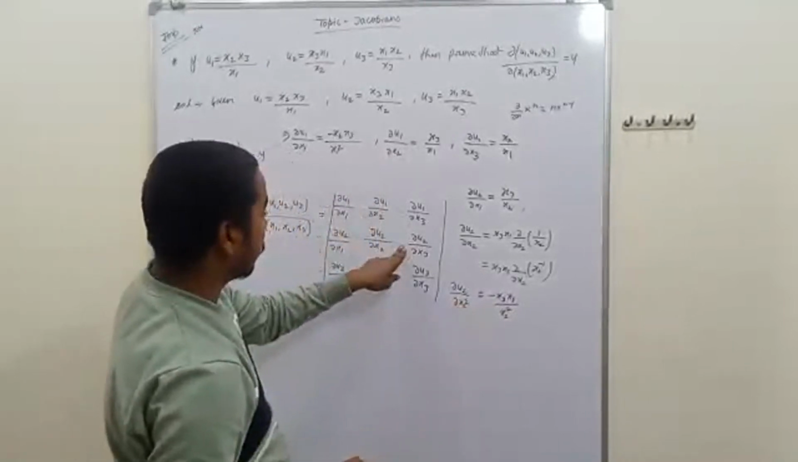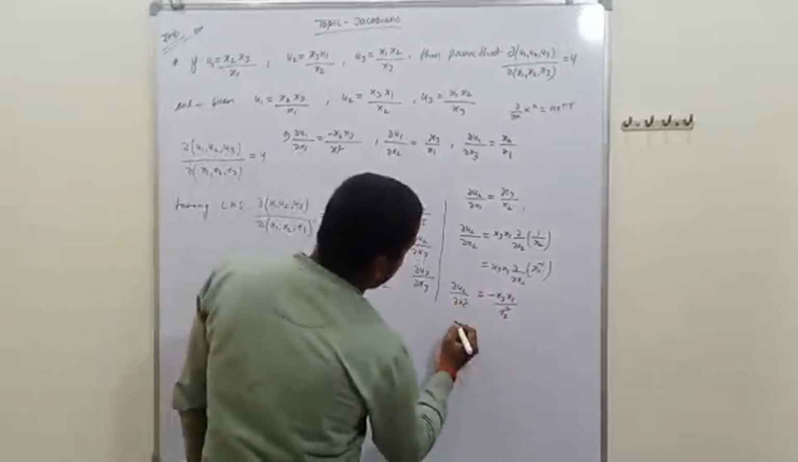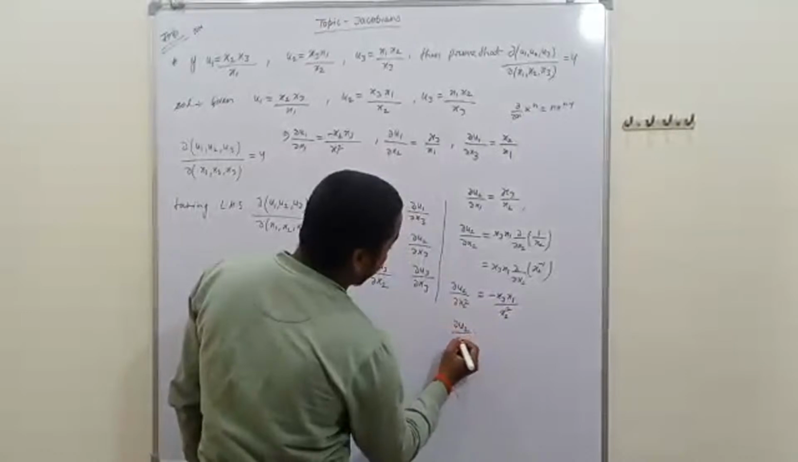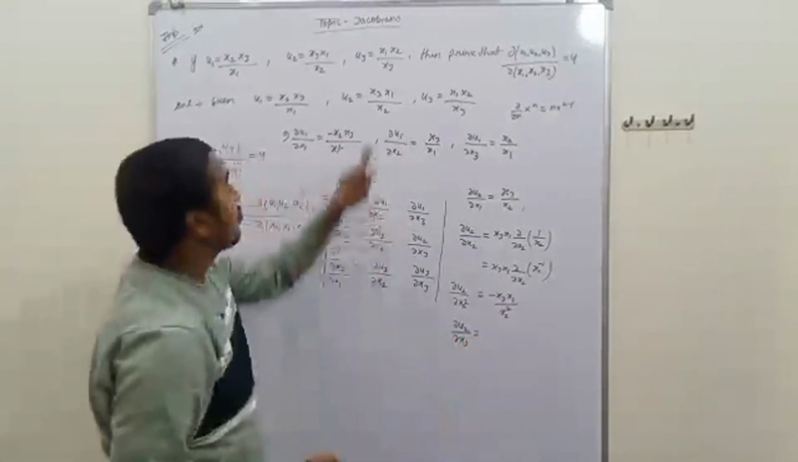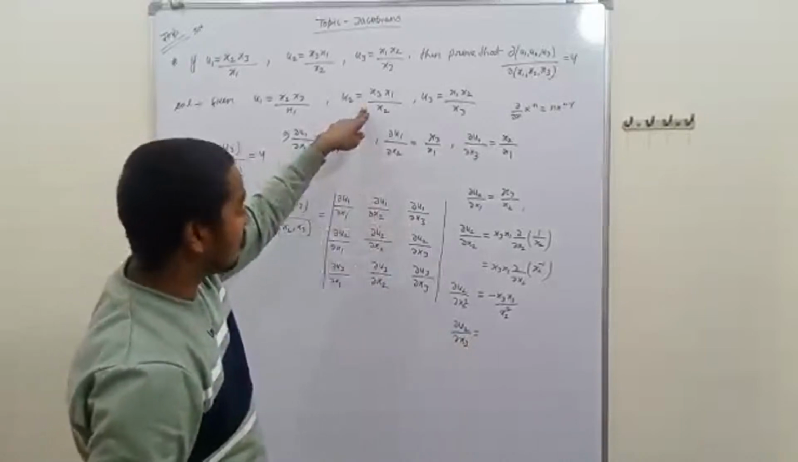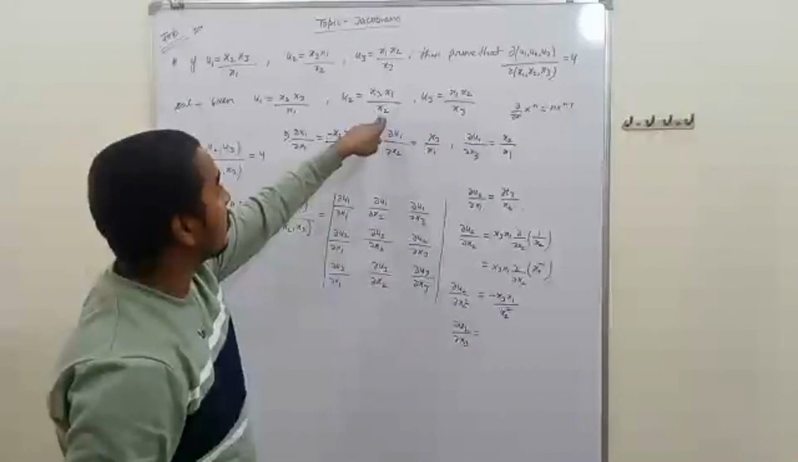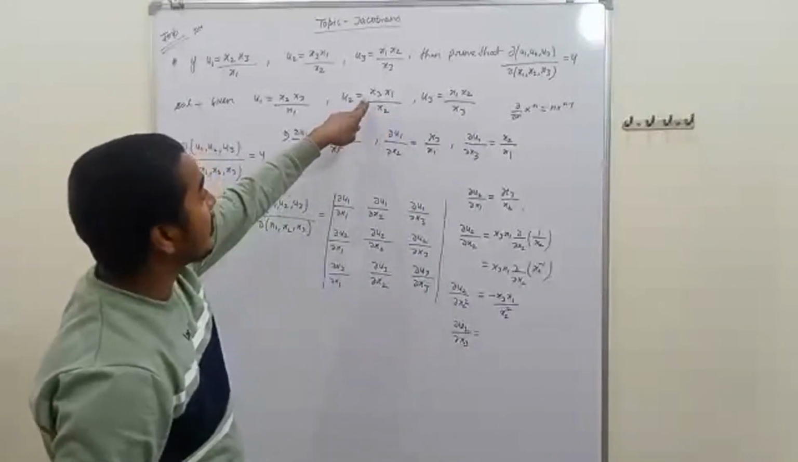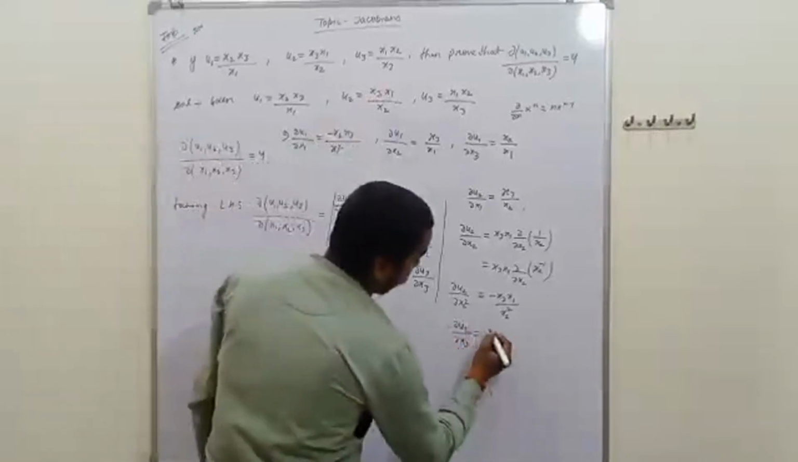Further we have to find del u2 upon del x3, the value of u2 differentiating partially with respect to x3, taking x1 and x2 as constant, and we have to differentiate x3 with respect to x3, that is x1 upon x2.